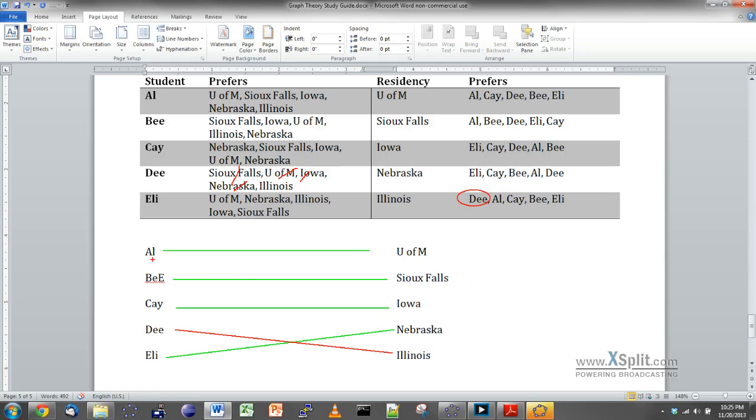Al's going to U of M, B's going to Sioux Falls, K's going to Iowa, D's going to Illinois, and Eli's going to Nebraska. Once we have our stable marriage, you can look at all of the possible pairings, and you discover that there are no pairings where both partners prefer each other over the person they originally got. That's what we call stable.